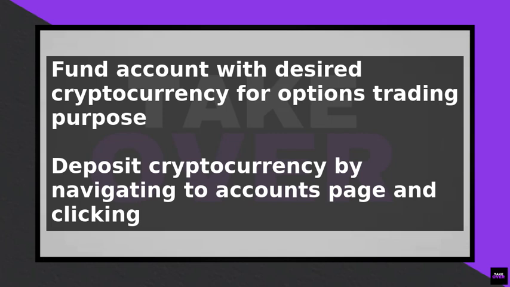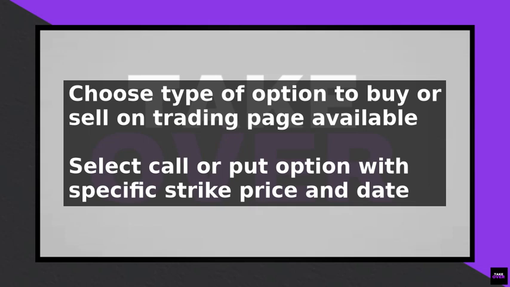To do this, navigate to the Options Trading page and select the cryptocurrency you want to trade. Then, choose the type of option you want to buy or sell, either a call option or a put option. A call option gives you the right to buy the underlying asset, while a put option gives you the right to sell it. You also need to choose the strike price and expiration date.